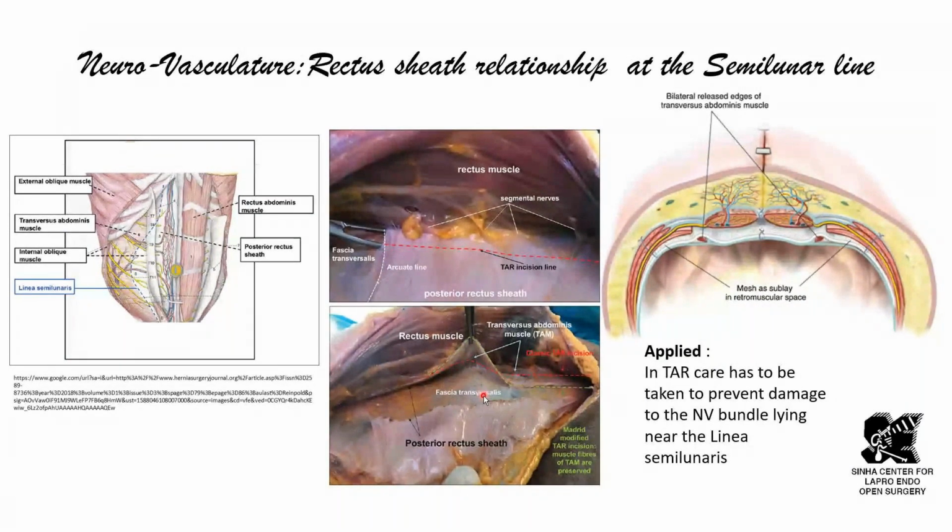That's why this is a modified TAR incision, where the transversus abdominis muscle is shifted up, and we go more medially and then approach the fascia transversalis. So what is to be remembered is that my incision should not cut these nerves. And the only method of preventing cutting these nerves is making an incision in the posterior rectus sheath more medially, so that I do not cut the nerves which are entering the rectus abdominis muscle.